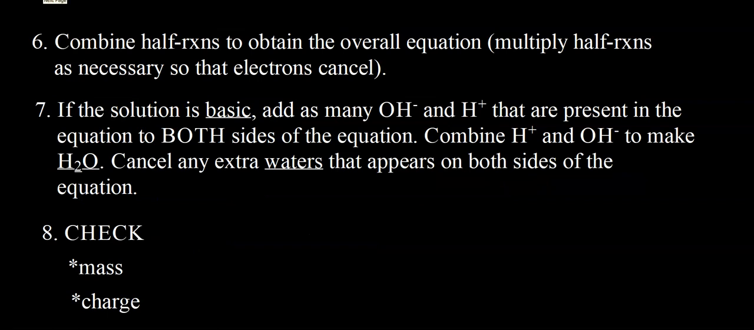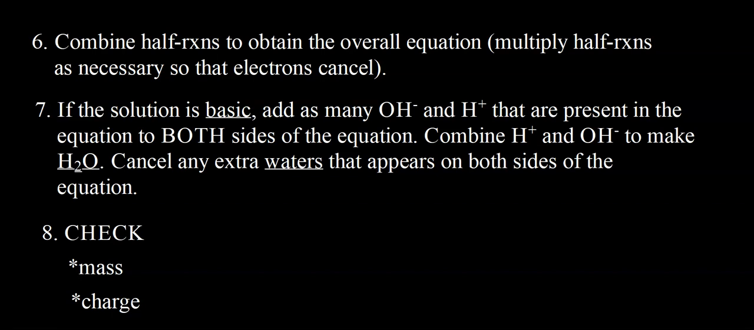All right, next step is to combine our half reactions to get the overall equation. So of course we're going to multiply one or both half reactions as necessary so that the electrons cancel out. Let's not do step number 7 yet. Let's skip that for a second.